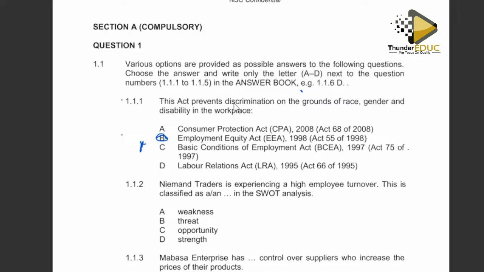So now let's check 1.1.2. Niemand Traders is experiencing a high employee turnover. So this is classified as an example of a weakness to the business.